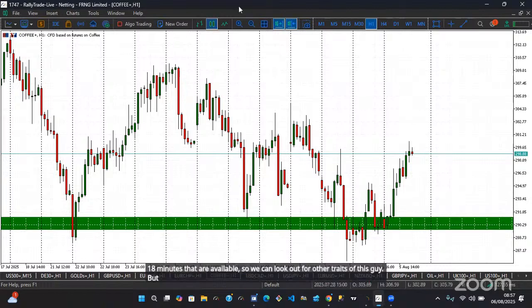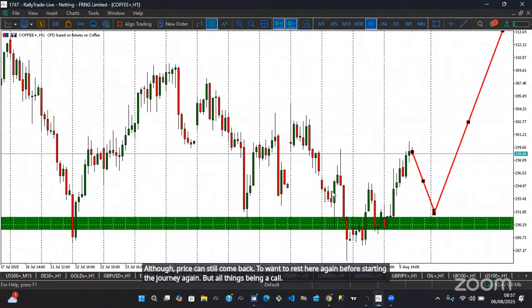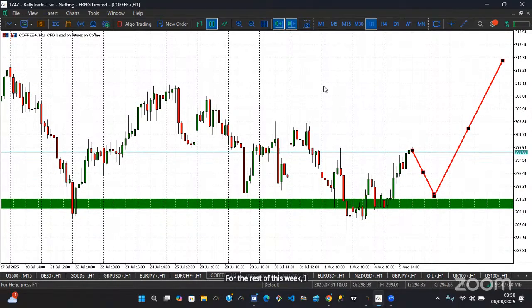But I expect it in the long run to be bullish. Although price can still come back to rest here again before starting the journey again. But all things being equal, for the rest of this week, I expect it also to keep pushing to the upside.